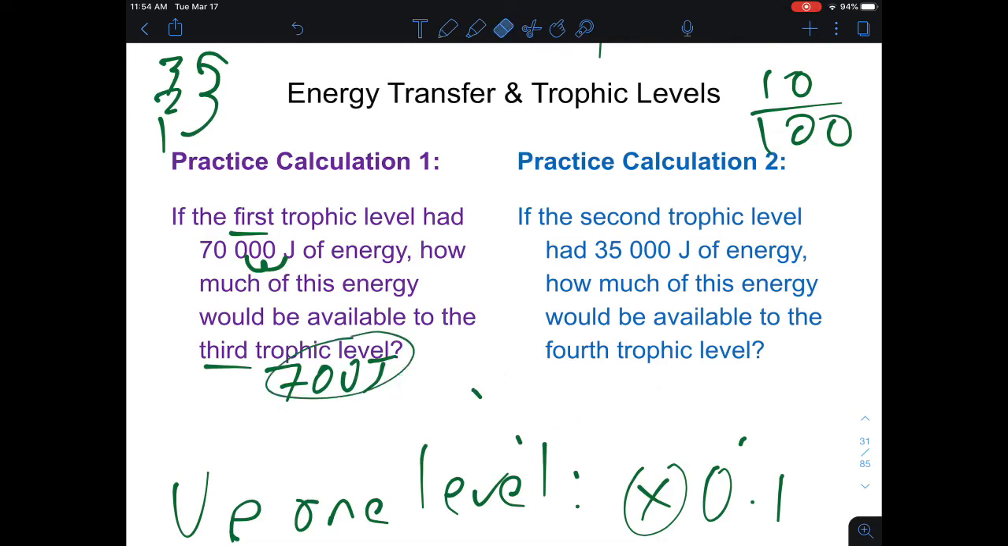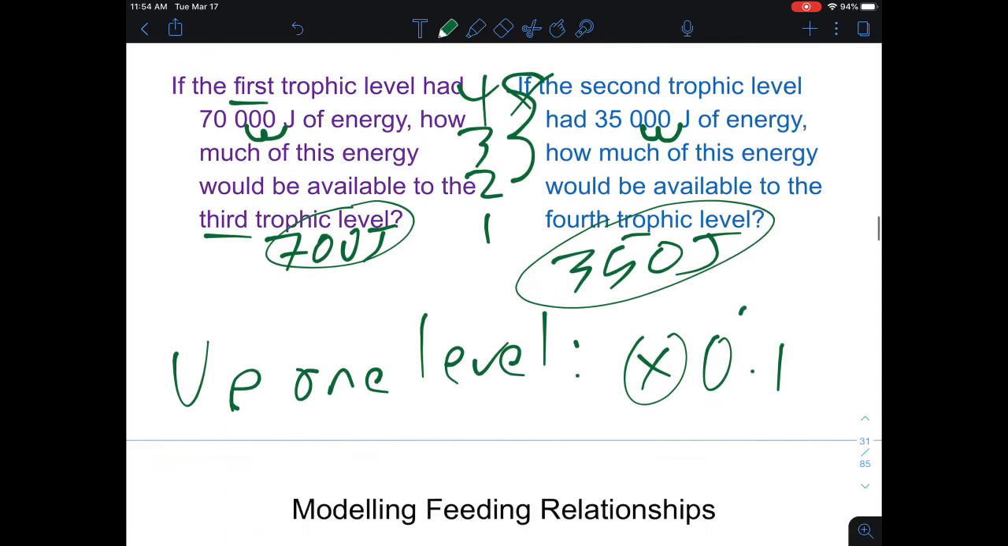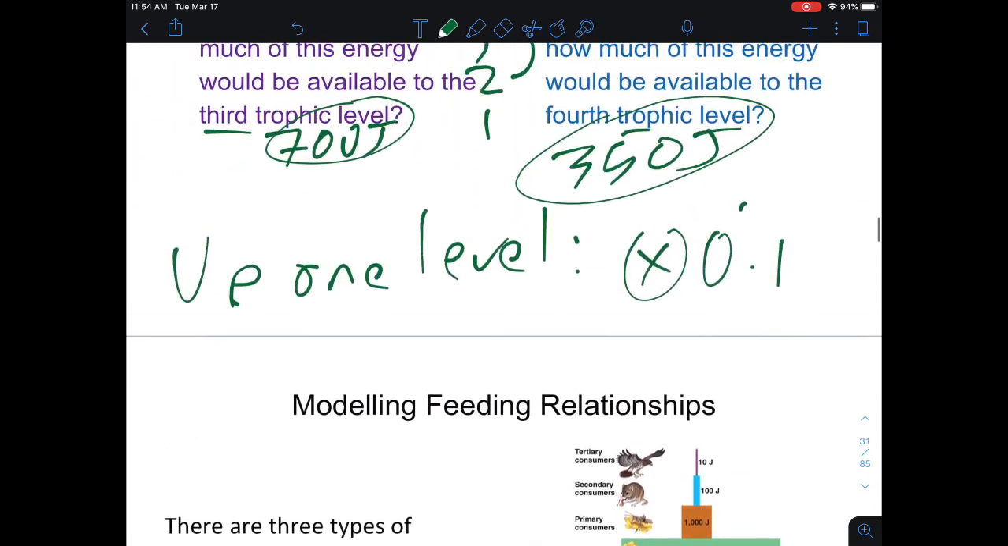If we are looking at the second trophic level, and we're going to the fourth, so if we have our trophic levels 1, 2, 3, and 4, from the second to the fourth, we're going up 1, 2 steps again. So if we're going up 2 steps, that means we're multiplying by 0.1 twice, which means we're moving the decimal over twice. So we would have remaining 350 joules. I'm going to stop here.